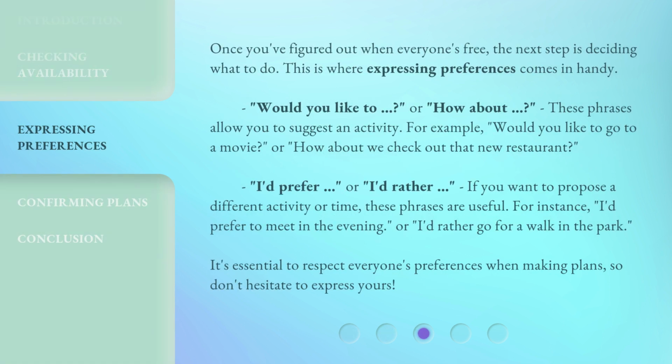Once you've figured out when everyone's free, the next step is deciding what to do. This is where expressing preferences comes in handy. Would you like to...? Or, how about...? These phrases allow you to suggest an activity. For example, would you like to go to a movie? Or, how about we check out that new restaurant?